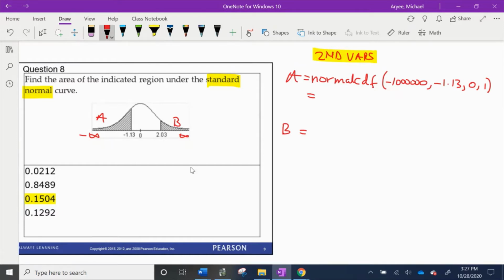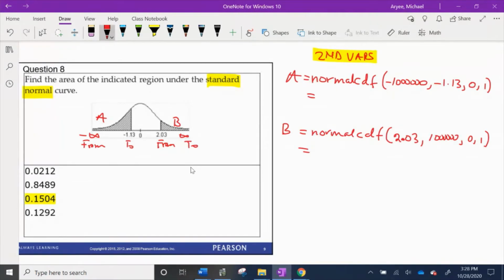Now the B part is also normal CDF. For B, this is the from, and this is the to. So B is from 2.03 to infinity, 1 million, mean 0, standard deviation 1. If someone has an answer, you could just let me know, then I can put it together.